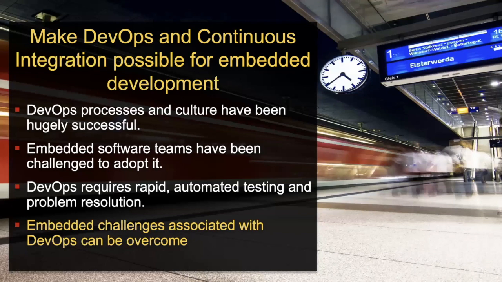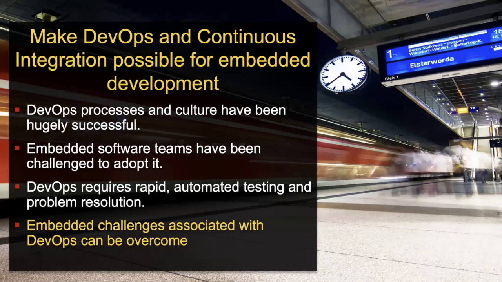So today we want to focus a little bit on how. How are we going to make DevOps and this continuous integration and delivery possible for embedded development? Part of it is embracing the culture of DevOps. It's been very successful simply by embracing this idea that if something fails, there's no blame assigned. You just do your root cause analysis and you fix it for the next time.